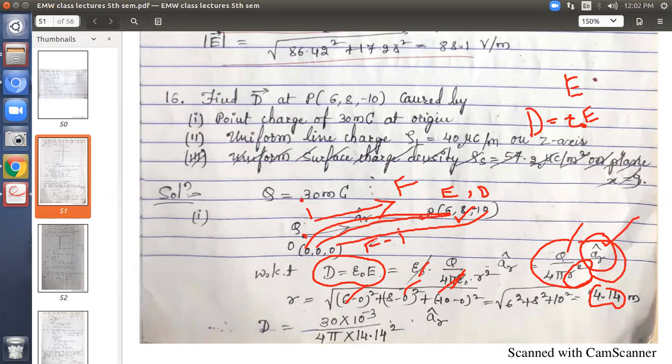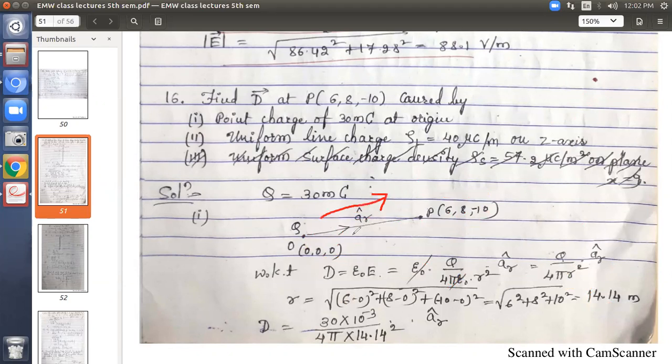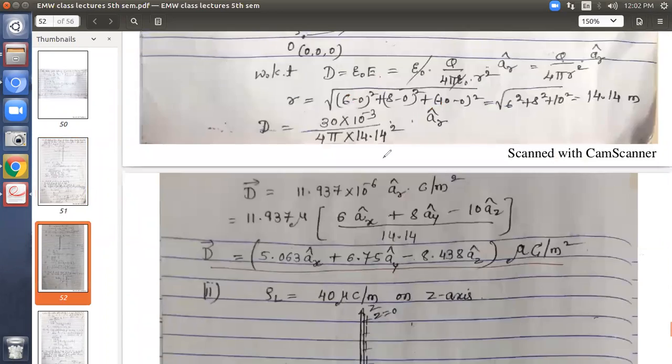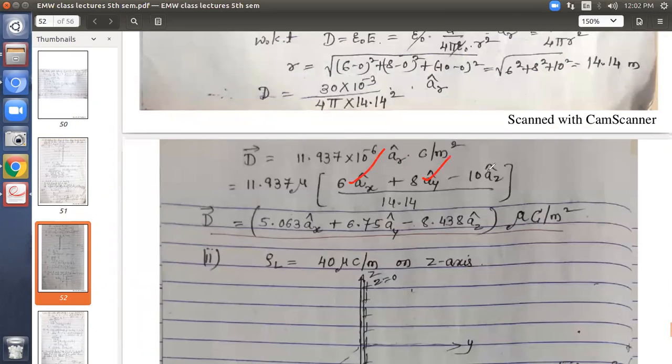What is AR? Unit vector. That's what I said. For calculation of AR, direction is important because Q positive है, diverging field रहेगा. So initial point, final point. So subtract final minus initial. 6 minus 0, 8 minus 0, minus 10 minus 0. That I have done. 6 minus 0 is 6, 8 minus 0 is 8, minus 10 minus 0 will be minus 10, divided by the magnitude of the R, 14.14. If you simplify it all together, you will get flux as this much.